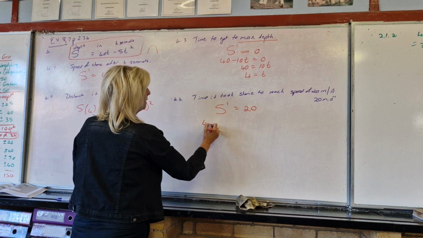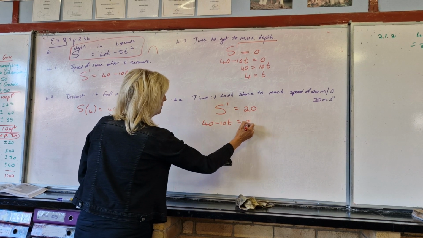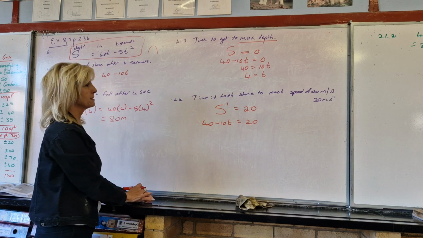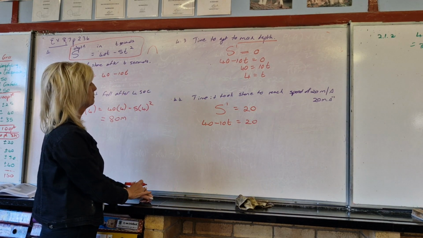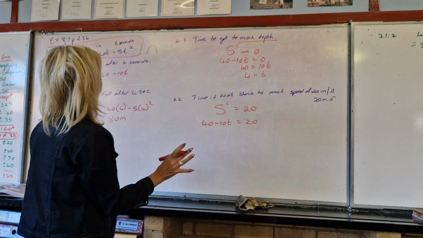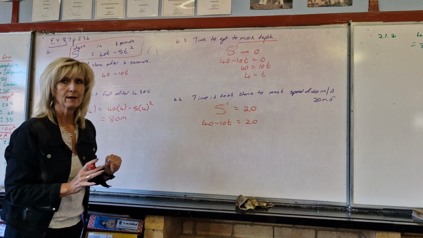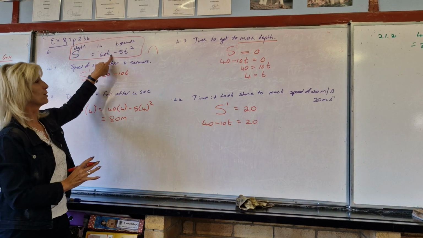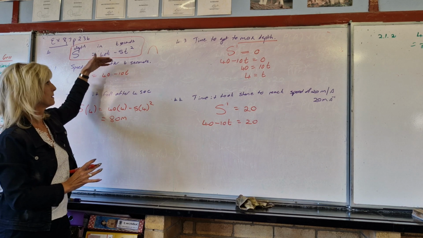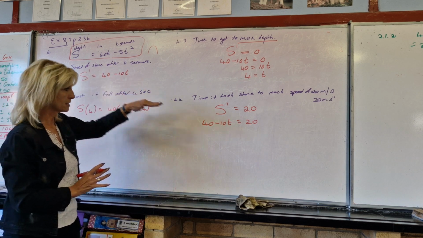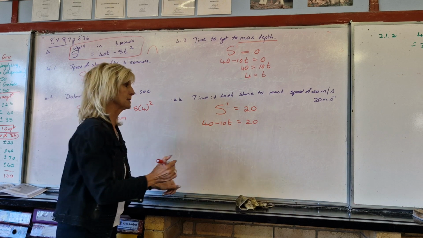So speed is my formula for speed, and I'll have to find out what t is. Oh no, that's wrong. Why? No, it's not wrong, sorry. I thought I looked at the wrong one. I thought I looked at this one for depth. This is your speed, and it's the speed that you're putting equal to 20.